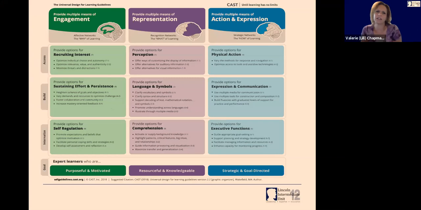Well, what does it look like? What are some options for multiple means of engagement? What do I do? What are some choices? It gives you ideas for multiple means of representation. Where should I diversify how I'm representing? And same with action and expression.